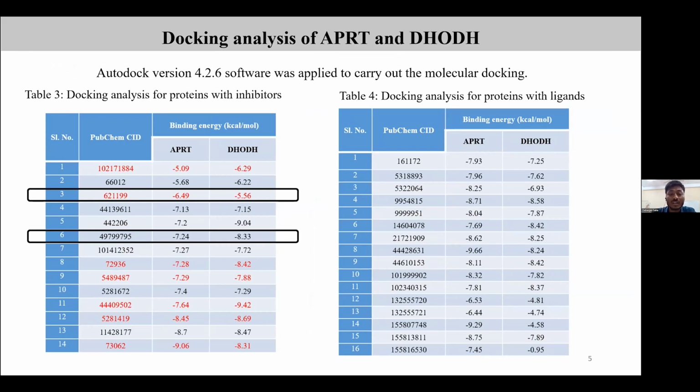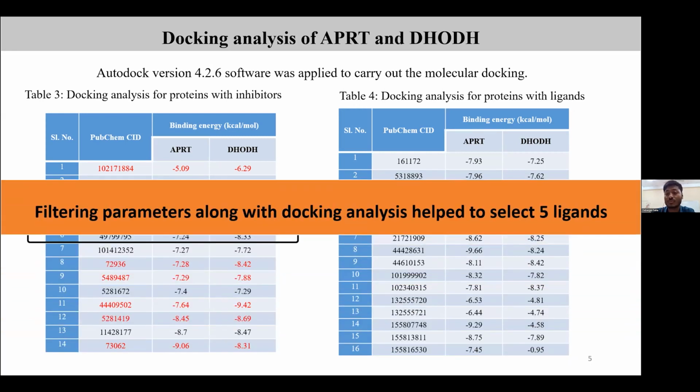Now this is the docking analysis of the DHODase protein and the APRT, where we have used AutoDock version 4.0 software. Table 3 shows the docking analysis for the proteins with inhibitors, whereas table 4 represents the analysis of the proteins with the ligands. Here 5 ligands have been selected from the different parameters and the docking analysis, having a good docking score.